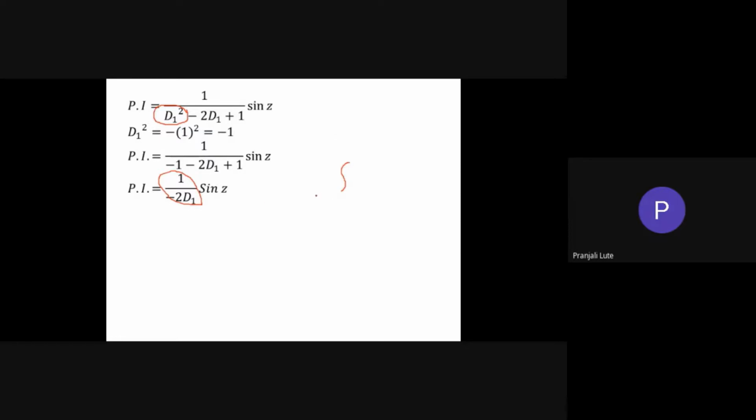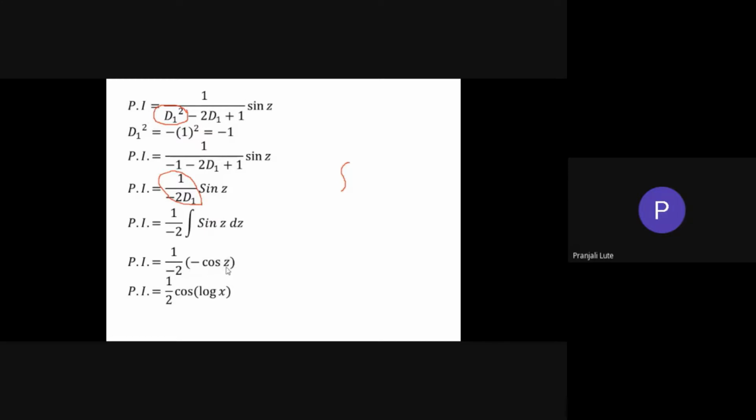What is the integration of sine z? It is minus cos z. So 1 by minus 2 into minus cos z, minus minus is plus, so 1 by 2 cos z. Again we have to replace this z as log x. So this is 1 by 2 cos of log x. So this is the particular integral.